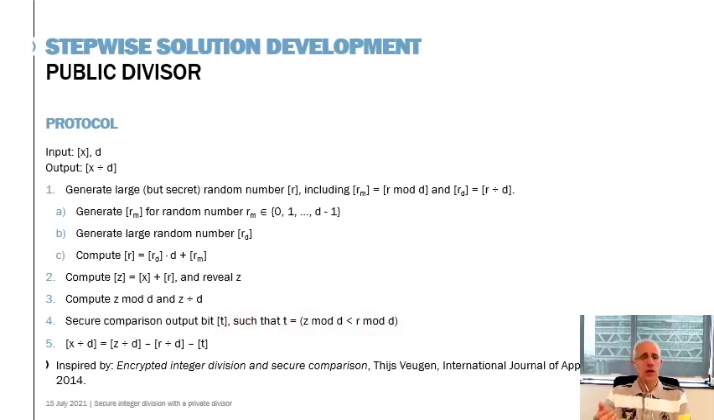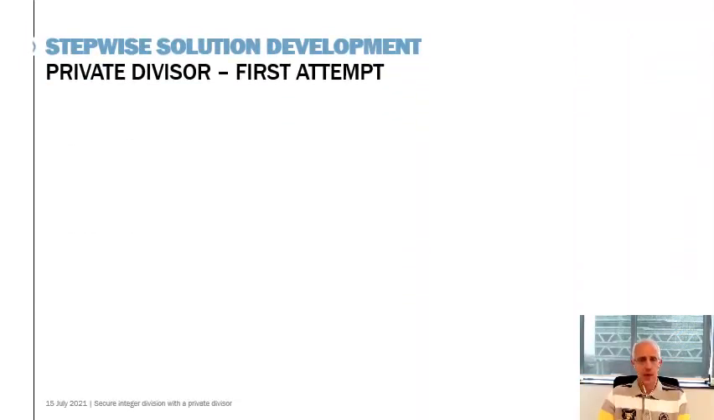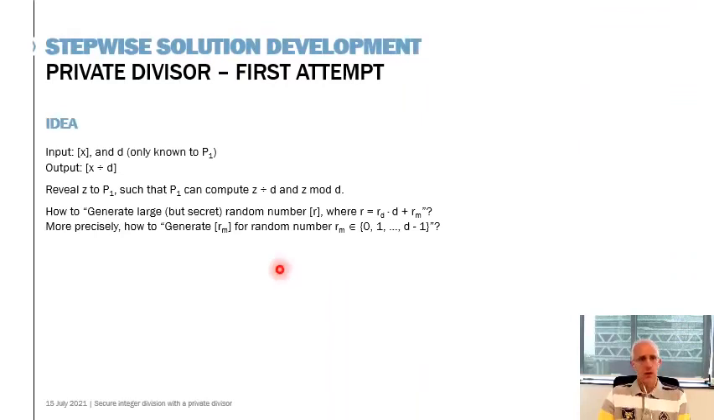So this is an example of a public division protocol. So let's say we want to make this a private divisor. So we have secret shared X. We have a D which is only known to one party, which we call P1, and you want to compute the division result. So the idea is to reveal the same Z as before to P1, who can compute the div and the mod, and from that you can continue until you find your output, similar as before.